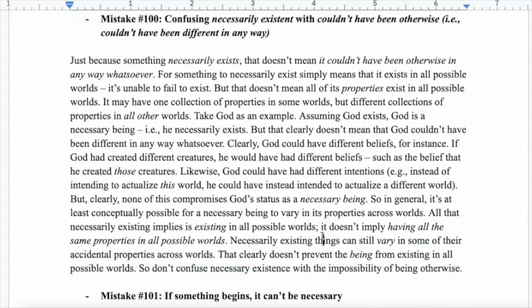That clearly doesn't prevent the being from existing in all possible worlds. It just means that the being has some properties in some worlds, but different properties in other worlds. But the being still exists in all the relevant possible worlds, and so it's still necessary, despite the fact that it's not true that it couldn't have been otherwise. In other words, despite the fact that it could have been otherwise, it's still necessarily existent. So, don't confuse necessary existence with the impossibility of being otherwise.